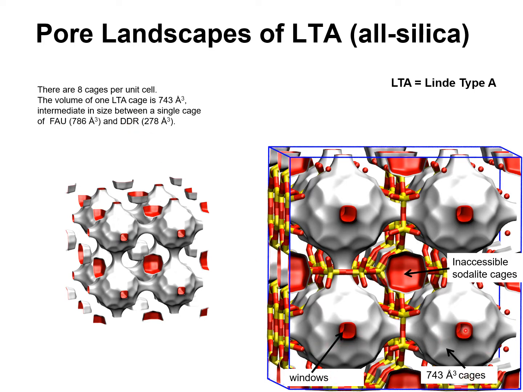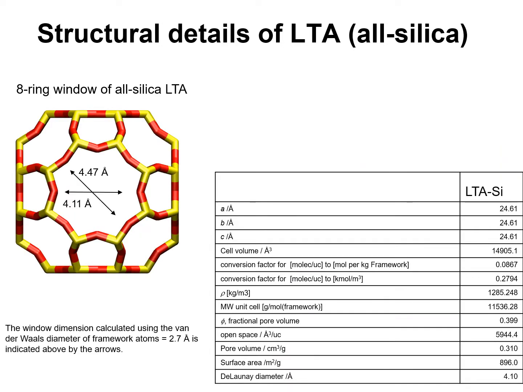The cages are connected by 8-ring windows. The window dimensions of all-silica LTA zeolite are shown here: 4.1 angstrom in this direction and 4.5 angstrom in this direction. This table provides further structural details such as the unit cell dimensions, the framework density, the pore volume, and the surface area.